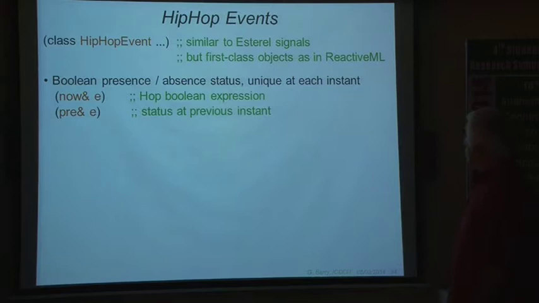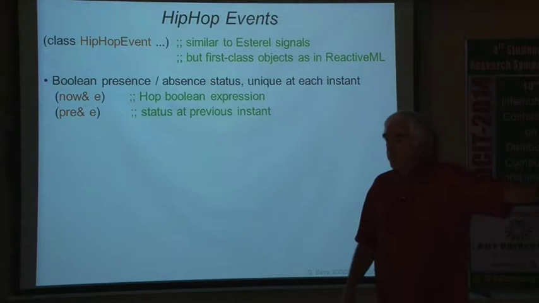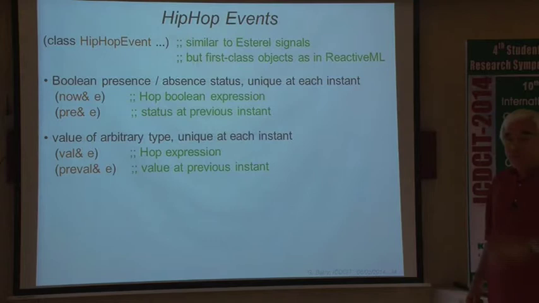So, how do we do that in HipHop? First, we use the power of Hop, which is a well-orchestrated language, so we define the class of events, and we need some more syntax than in Esterel. For example, now E is a predicate, a Hop predicate that tells you E is now there. And pre E says it was there at the previous cycle. And you know that you can do all control theory with these two things. And events can also carry values, so this is the value now and the value at the previous cycle.